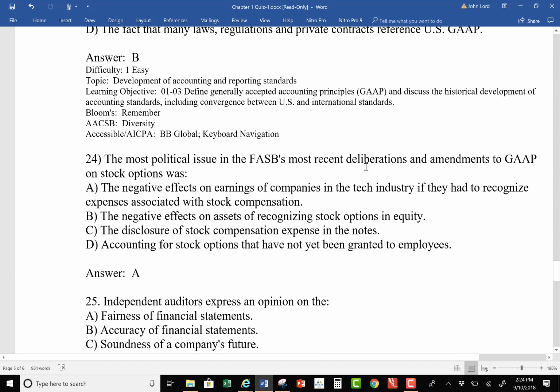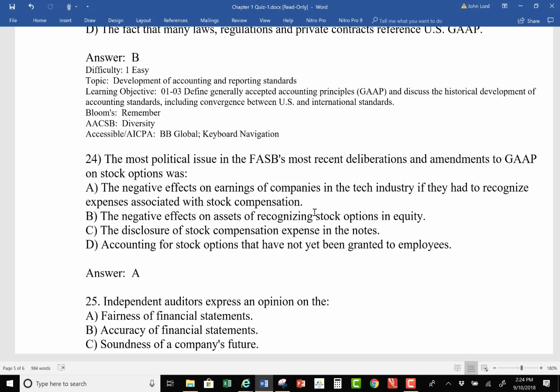Number 24, the political issue in the FASB's most recent deliberations and amendments to GAAP on stock options was the negative effects on earnings of companies in the tech industry if they had to recognize the expense associated with the stock compensation, which is what we just talked about. A lot of these tech companies, particularly here in Silicon Valley, offer stock options to attract talent because they don't have to come up with any cash. They offer the stock options, and then employees work hard, the stock price goes up, and then they exercise the options.